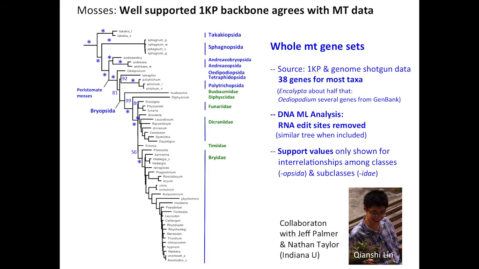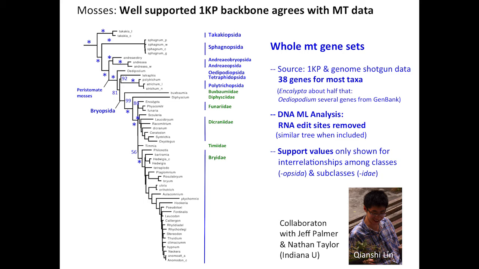Another student in my lab has been looking at mitochondrial genes. You can pull them out of 1KP data. And so he's been able to basically get full mitochondrial genome gene sets from a lot of the taxa, and we've supplemented that with genome skims that we've done in the lab and a few things from GenBank. And basically, again, it's the same story.